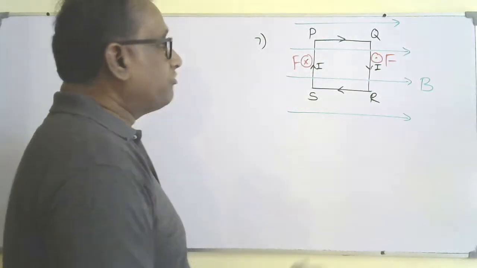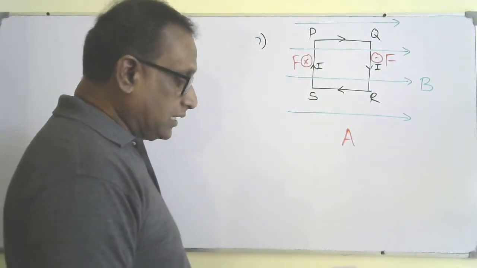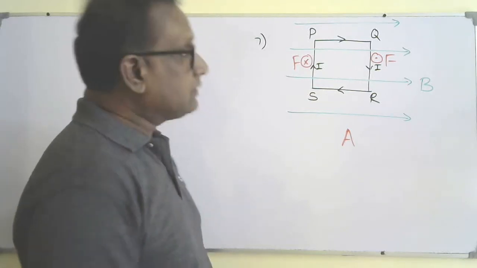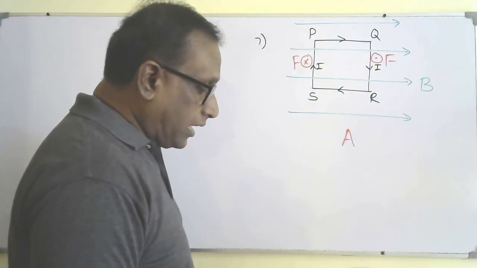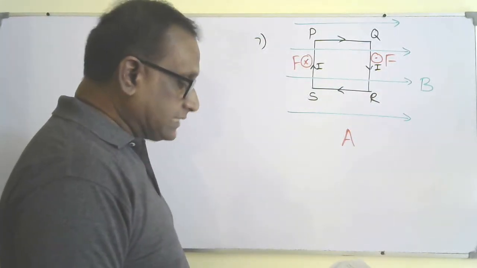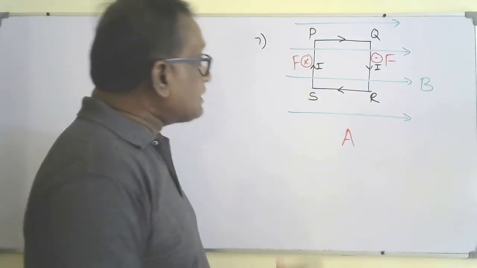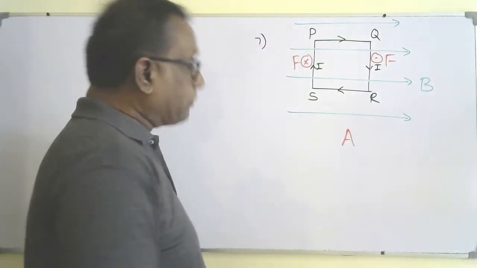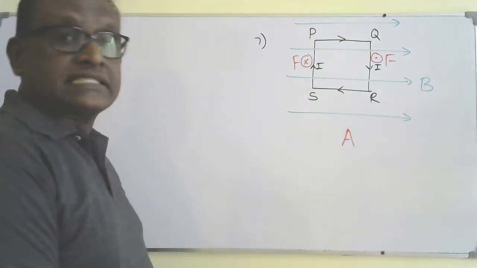PQ, there is no force, so A is correct. The second one, QR, zero force, is wrong. There is force, which is directed out of the page. RS, BIL into the page. Actually for RS, there is no force, so that statement is also wrong. SP, there is force out of the page, is wrong; it is into the page. So the correct answer for question number 7 is A.